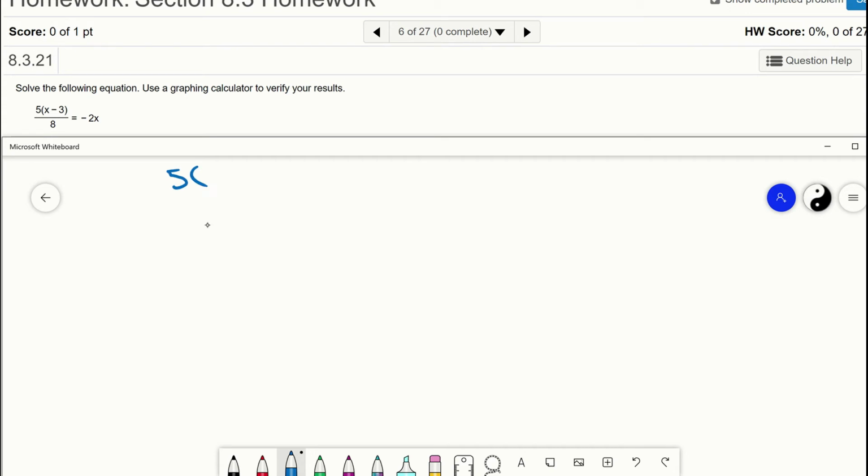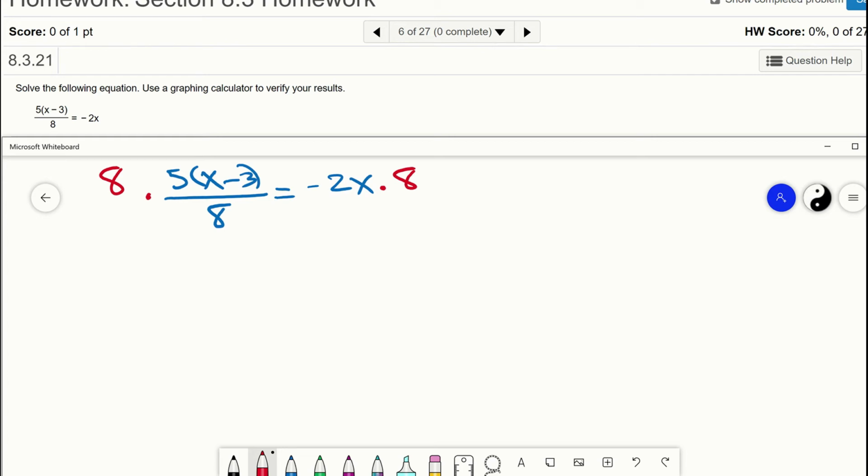So we have 5 times x minus 3 over 8 equals negative 2x. Remember, you can't just say to yourself, oh, I only need to multiply this side by 8 because that'll clear the fraction, I can move on. No, you can't do that, right? Because it's an equation. So anything you do to the left side, you have to do to the right side as well. That's the only way it'll stay balanced, right? And it'll stay equivalent to the original equation.